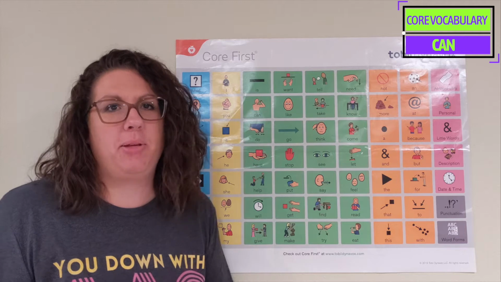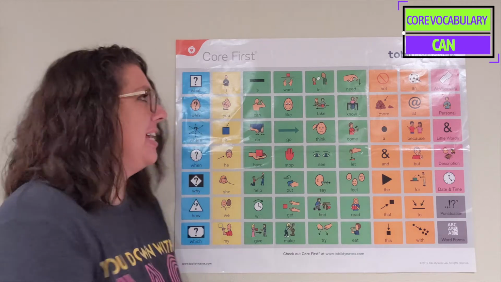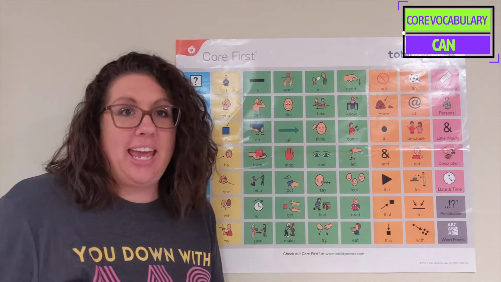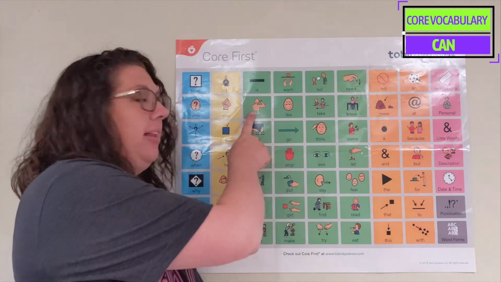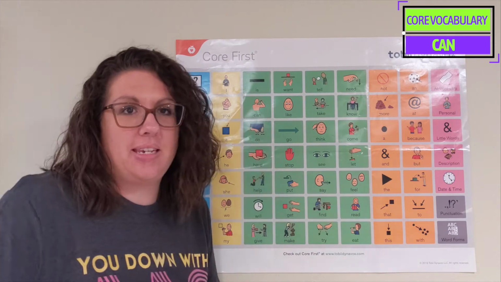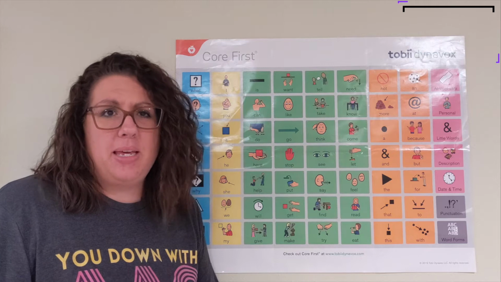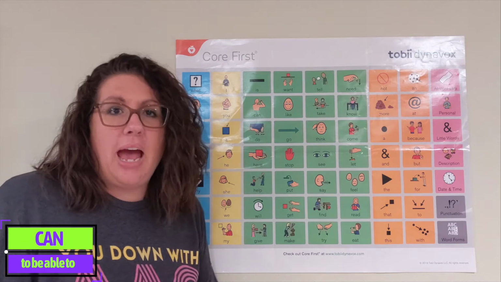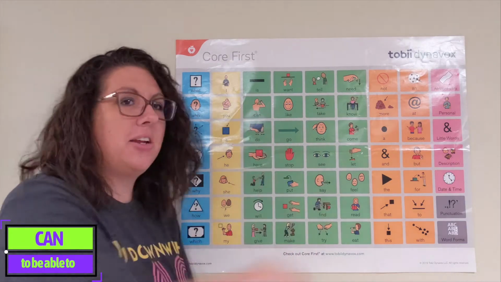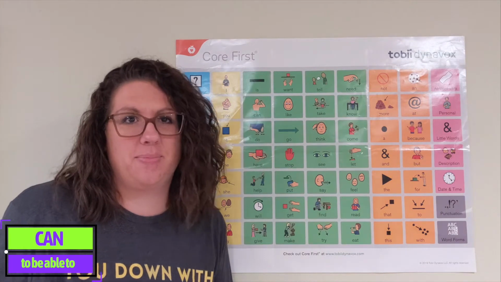Our core vocabulary word that we are targeting today is "can." Can is a verb, so it's most likely going to be green on your AAC system. And can means to be able to. Now let's find the word can on our different AAC systems.